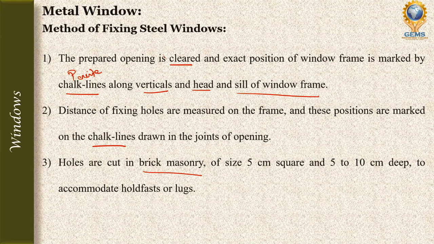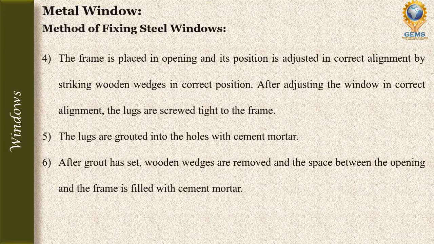How much is the size of the hole? It will be 5 centimeter square, and the depth will be 5 to 10 centimeter deep. We have to cut it. Why are we cutting it? To accommodate hold fast or lugs. Fourth point is the frame is placed in the opening. So we cut the holes in the brick masonry first. Then what do we have to do?